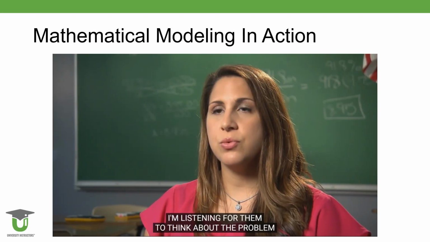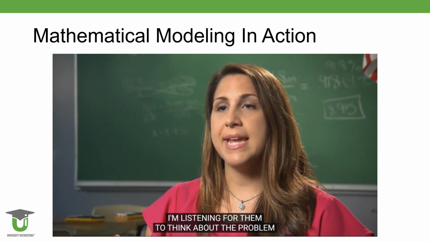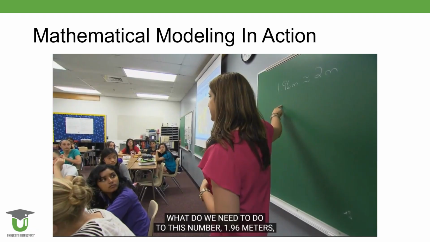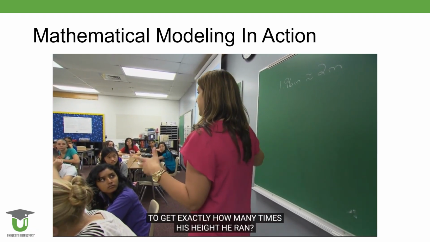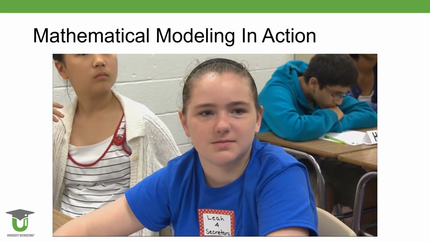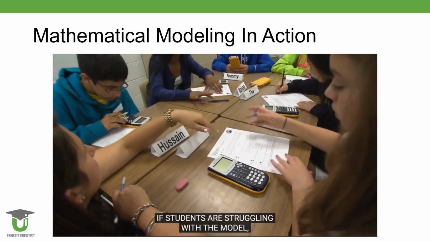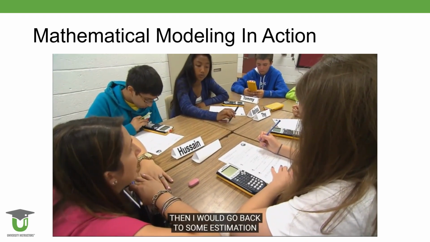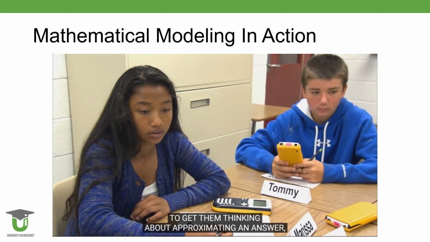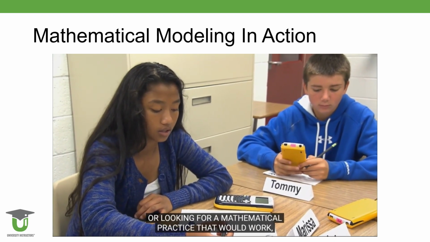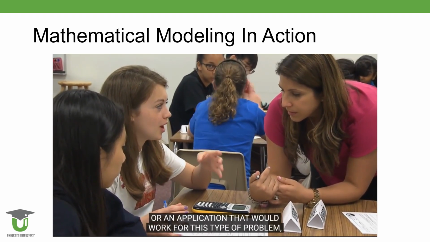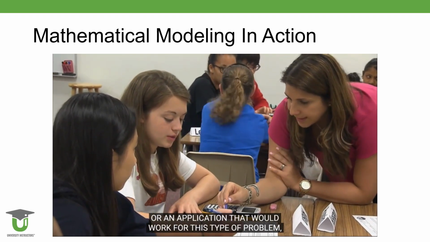I'm listening for them to think about the problem in terms that they are comfortable with. What do we need to do to this number, 1.96 meters, to get exactly how many times his height he ran? You could divide 100 by 1.96. Exactly. If students are struggling with the model, then I would go back to some estimation and ask those questions to get them thinking about approximating an answer or looking for a mathematical practice or an application that would work for this type of problem. So you can guide them in those directions.